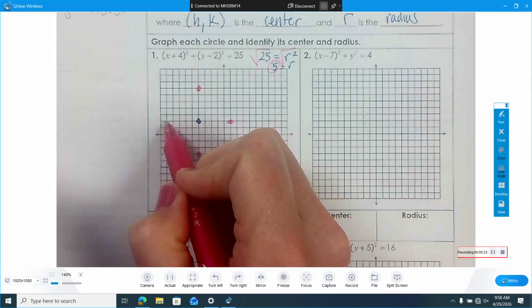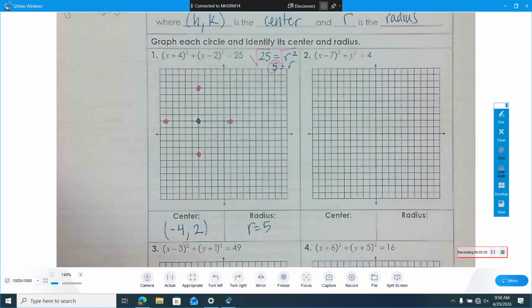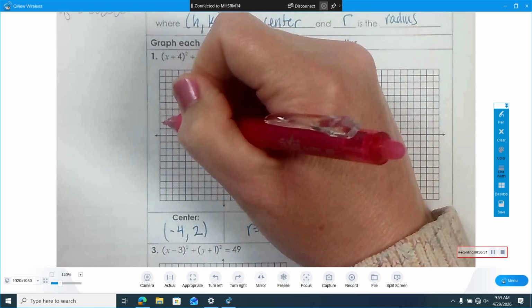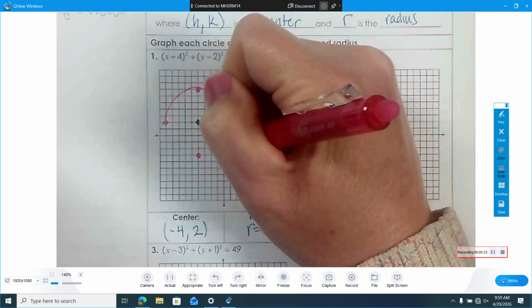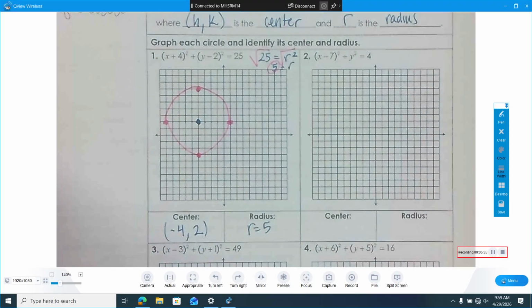So all you have to do is count 5 units above, below, left, and right. Okay, and then it's a circle. So connect the dots in the circle as best you can.